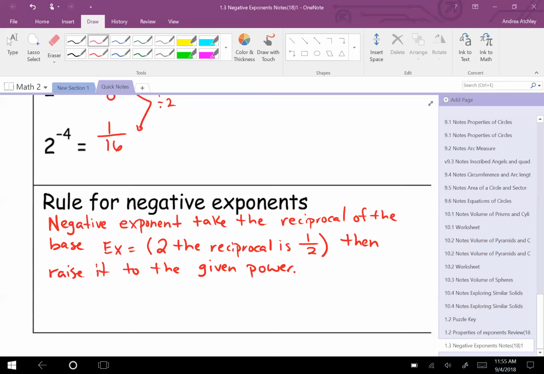Okay, so if we had 2 to the -4, it would equal the reciprocal to the 4th power, which gives me 1/16. Any questions over that? Okay, let's do some problems that have negative exponents.